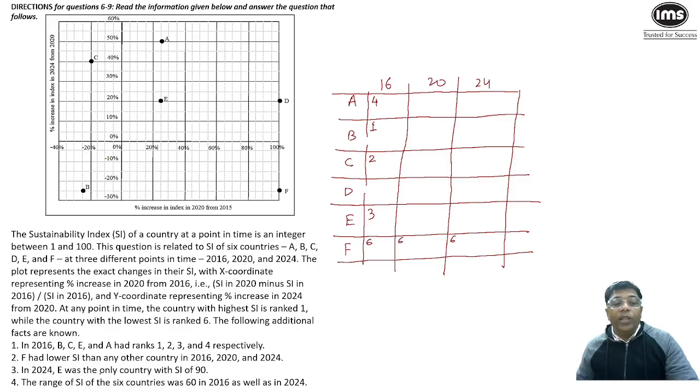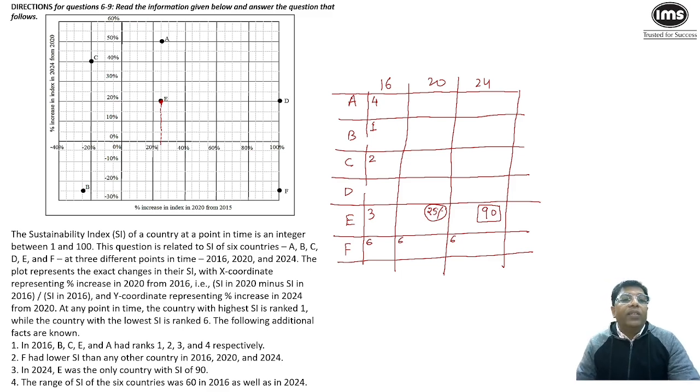In 2024, E was the only country with SI of 90. So let me represent the SI of E as 90. Now since E's value is given in 2024, we can actually calculate the value in 16 and 20 because percentage changes are given. So let's go, where is the point E? E is this. If you look at the x-axis value, it is coming at 25%. It means as compared to 2016, SI index of country E has gone up by 25%.